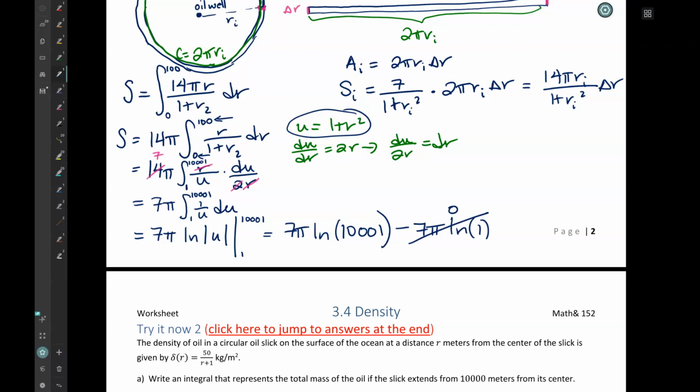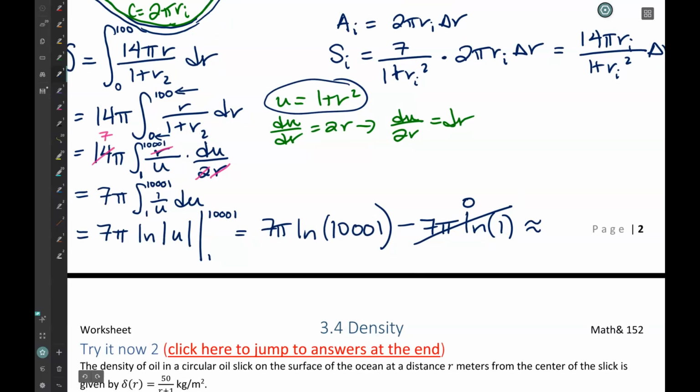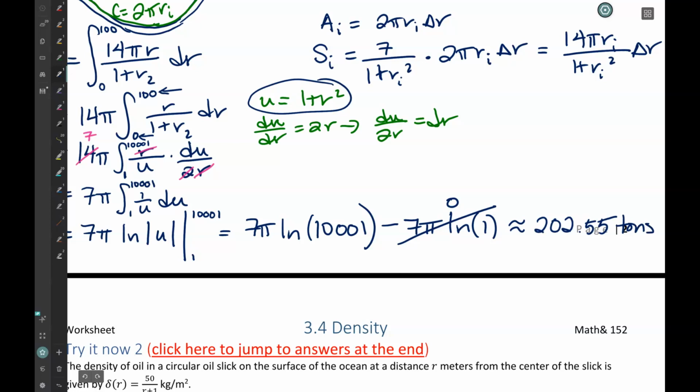So let me get the calculator in the background here for a second. Okay, so 7 pi natural log 10,001. Why in the world is it telling me degrees? I'm using a weird calculator. Okay, so I think I switched it. I think I should be getting 202.55, and this should be tons. The other thing it's telling me is 11,605.15 degrees, which I think is nonsense. So we'll go with the 202.5. I apologize for not having normal technology around.